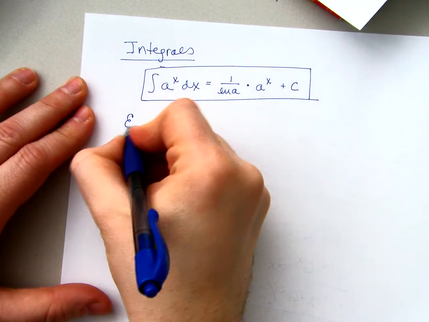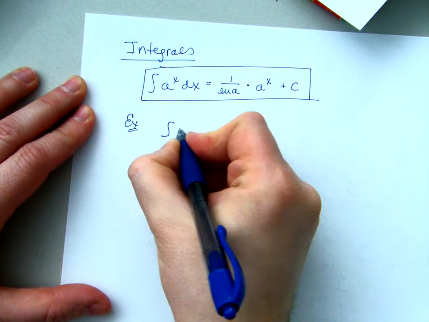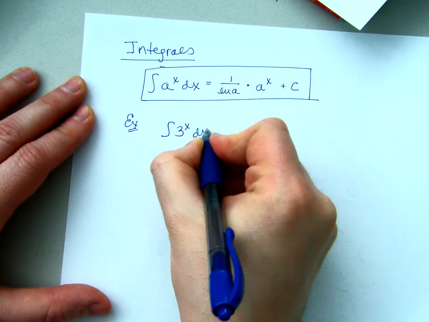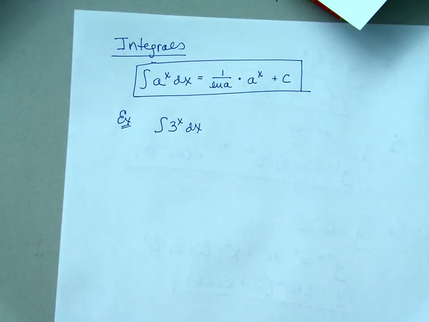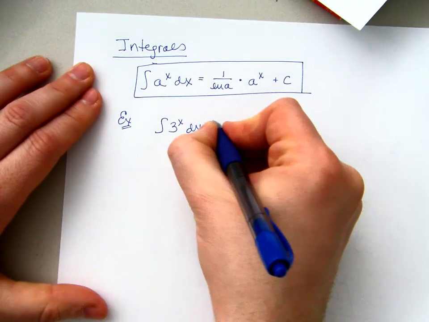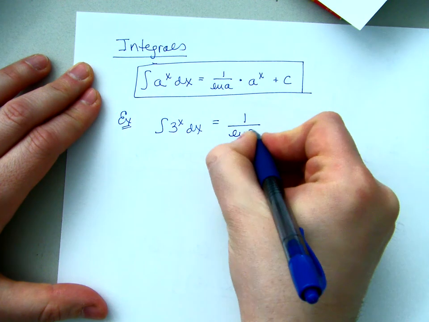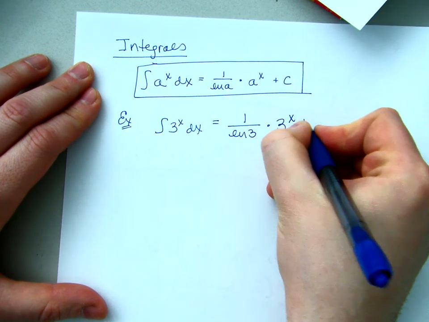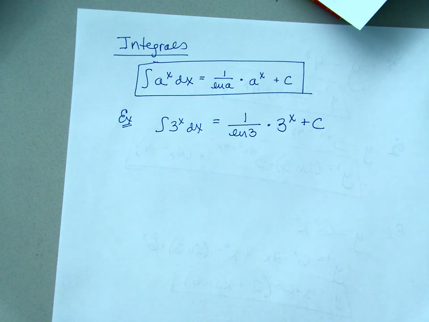Take a moment. Find the integral of 3 to the x dx. This should not involve much thinking at all. You have the formula, just plug in and you're done. And absolutely, 3 to the x over ln 3 plus a constant, all good.